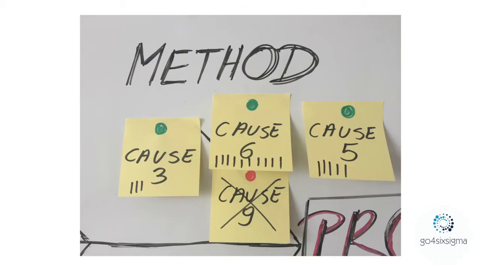And everybody has the freedom to use the 3 votes however they want. So they can vote for one root cause once, but they can also allocate all 3 votes to a particular root cause they think is so important. So this is the reason why it should be done this way.